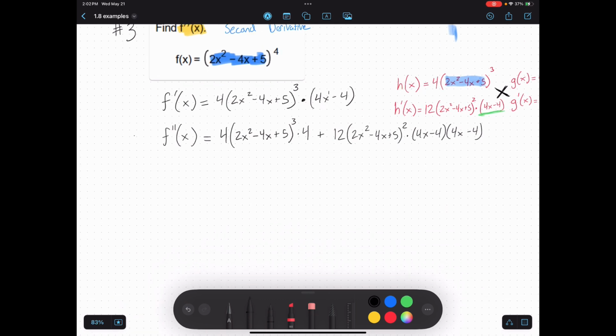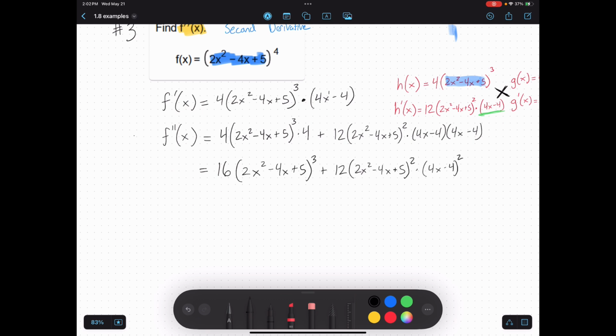Once again, this is where I now have completed the second derivative. I have taken the derivative of the first derivative, so this is my second derivative. At this point, you could simplify, or you could go ahead and just plug this in for your answer, and it'll give you the correct answer. But simplifying is always a good thing to practice, so I'm going to go ahead and simplify this.